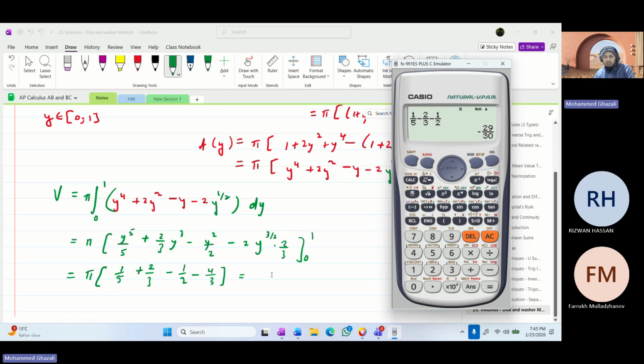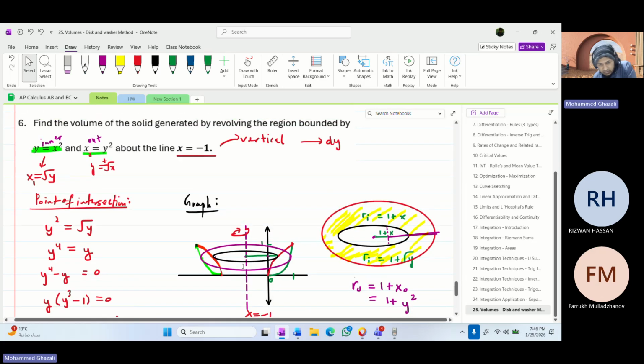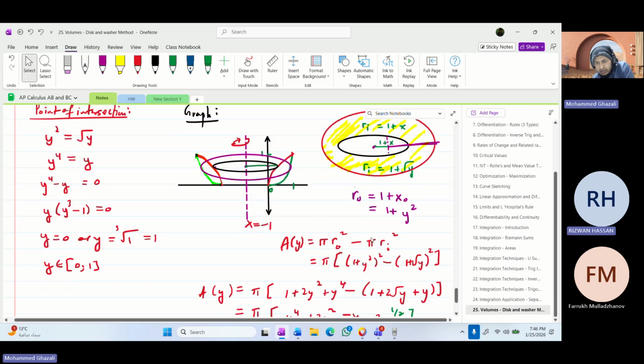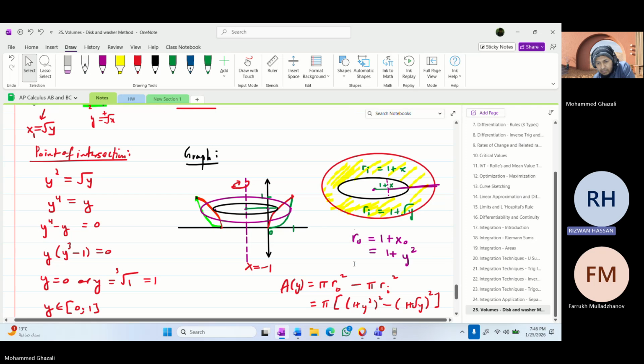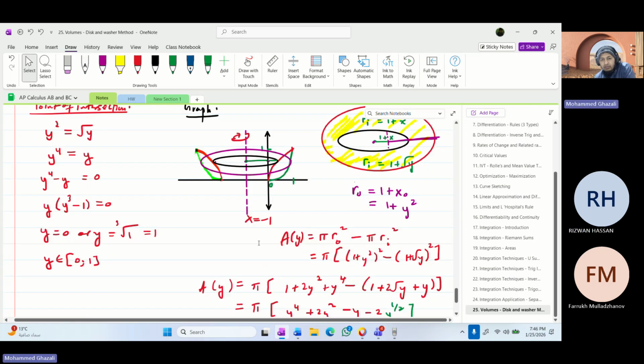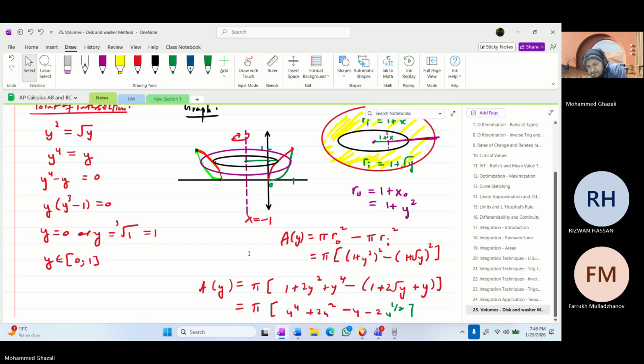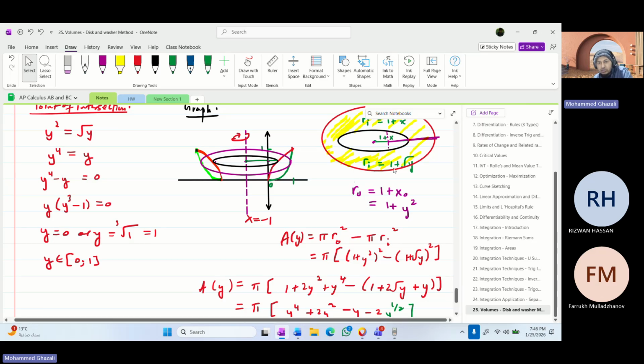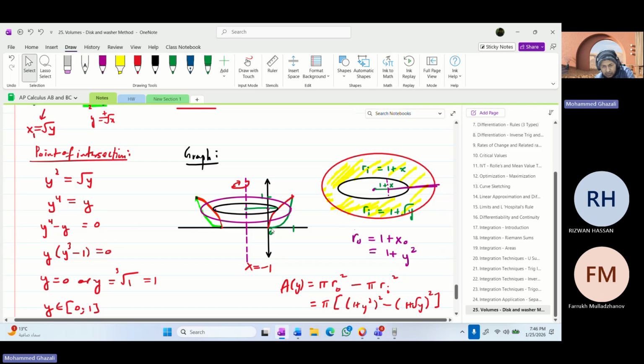So let's check. Let's go back to our earlier work. I had 1 plus y squared and root y plus 1. That's correct. So the outer radius, see if the green function. What was the green function? The green outer function was y equals x squared. Did I switch it around?